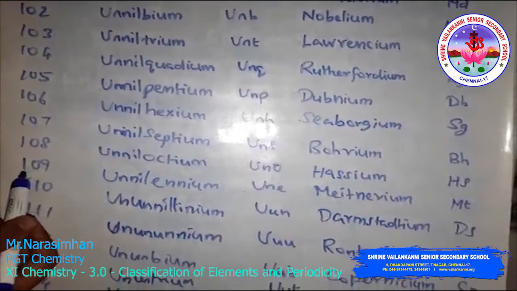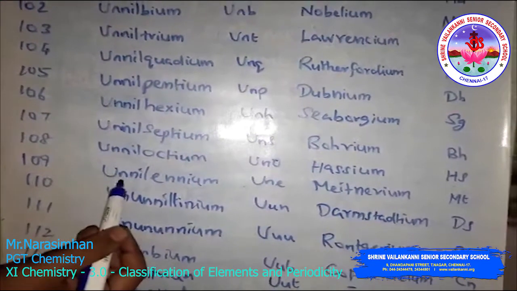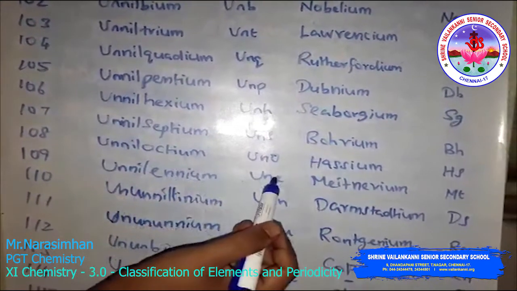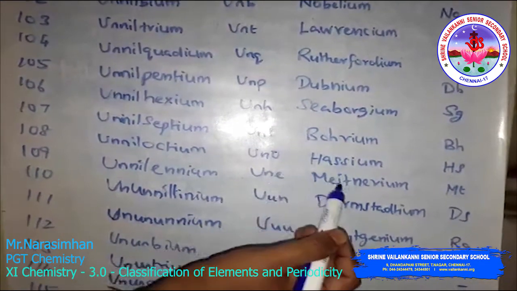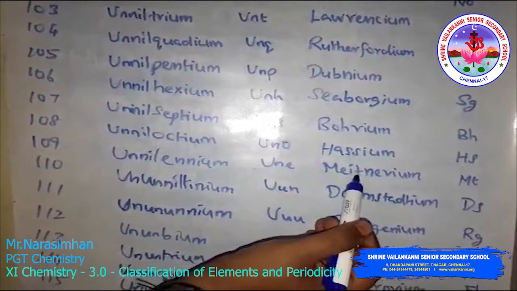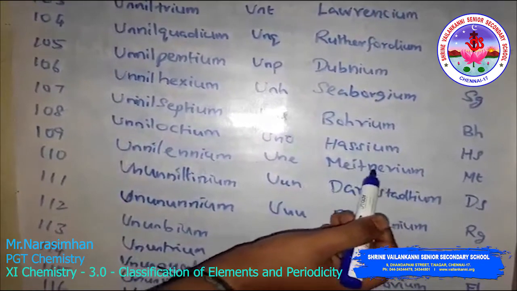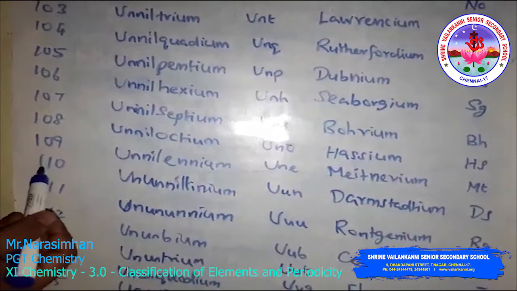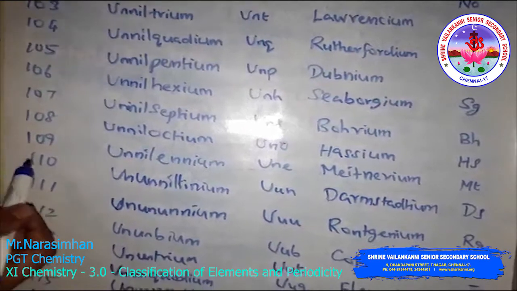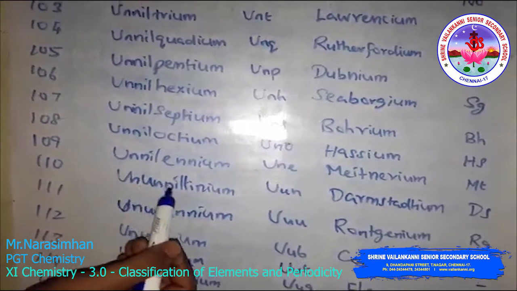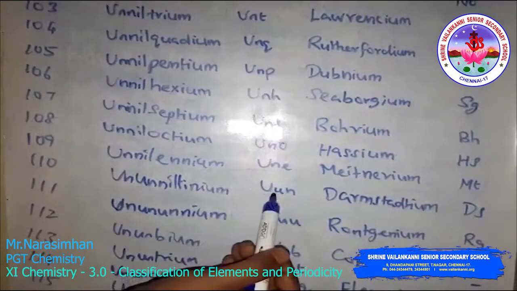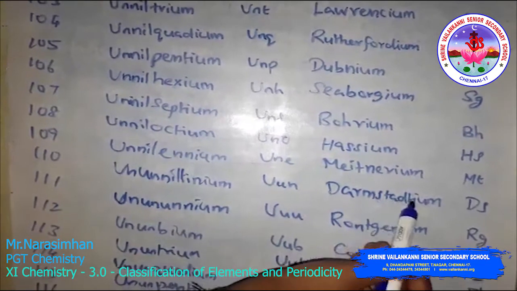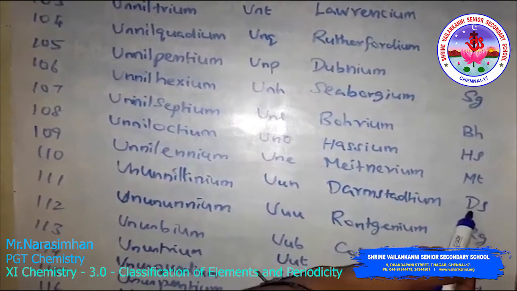Then the atomic number 109, the IUPAC nomenclature name is Unnilennium, symbol is Une, and the name of the element is Meitnerium, the symbol is Mt. And atomic number 110 is Ununnilium, the symbol is Uun. Then the IUPAC name is Darmstadtium, the symbol is Ds.